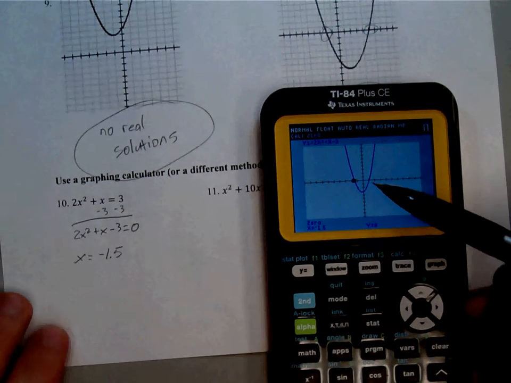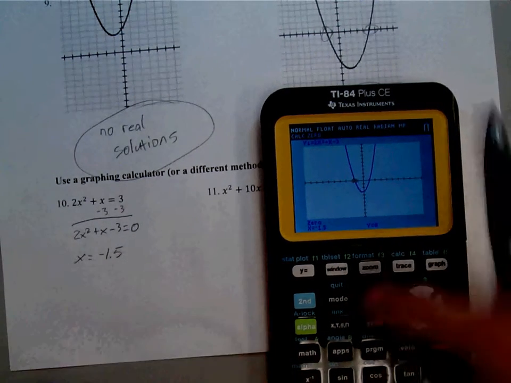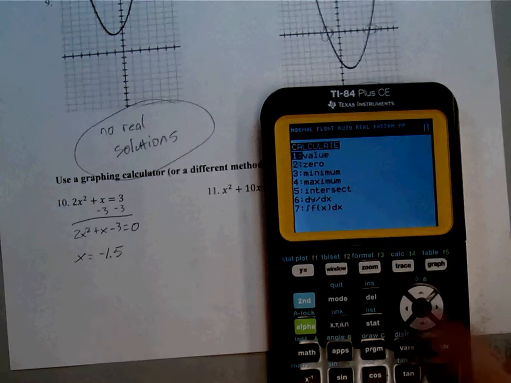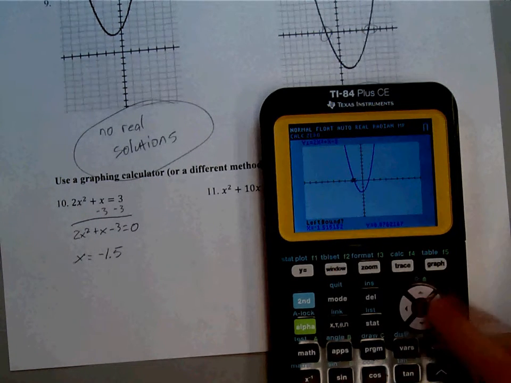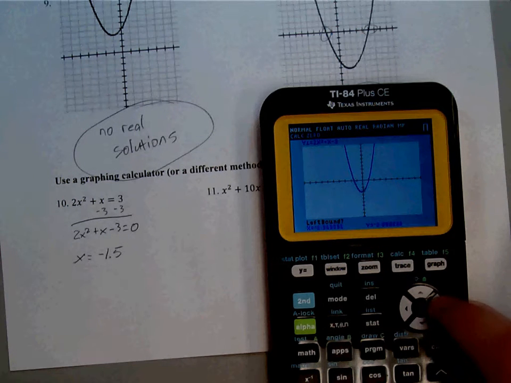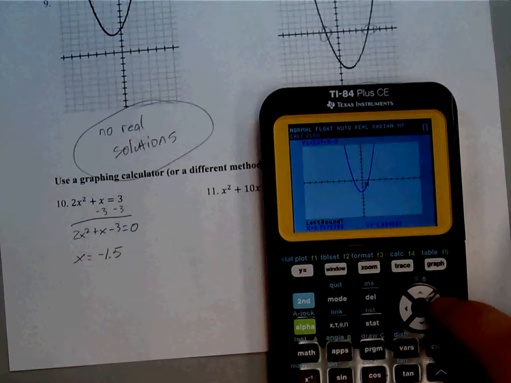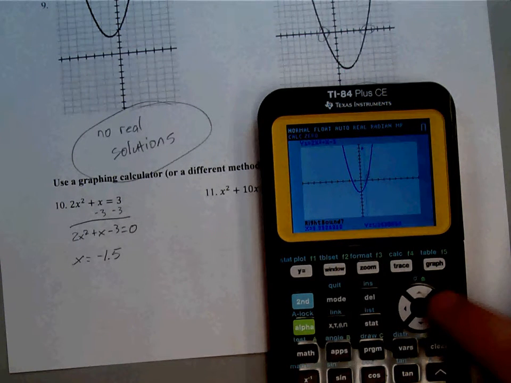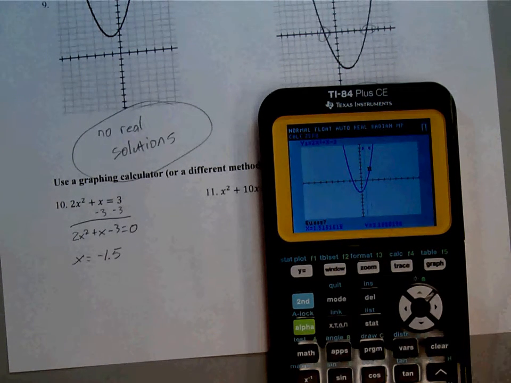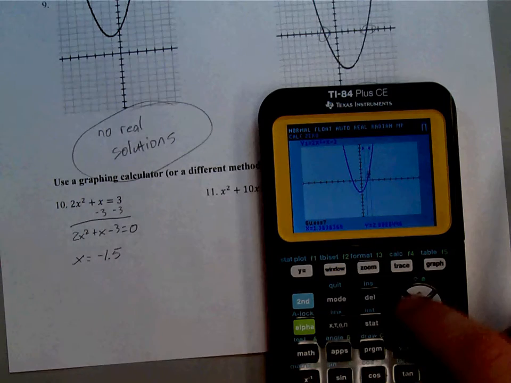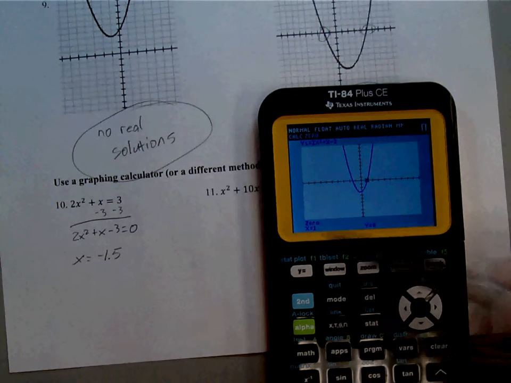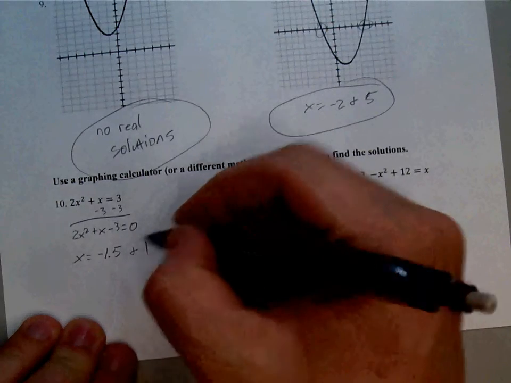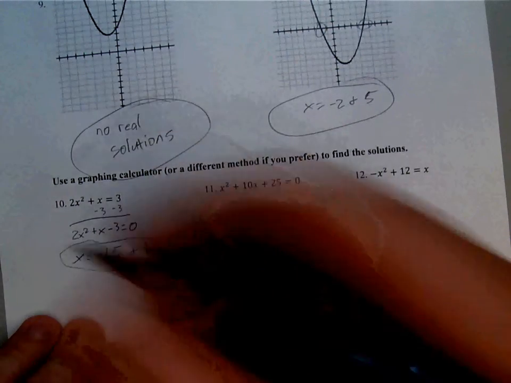And then I can repeat the process to find the other one. So I go back to that calc function. Second, calc, 0. Left bound, but I've got to move over closer to that other x-intercept. So I am to the left of it now. Choose enter. Move further to the right for the right bound, and past it. Choose enter. Go back and guess. And it says our x is 1. So we get negative 1/2 and 1 as my answers.